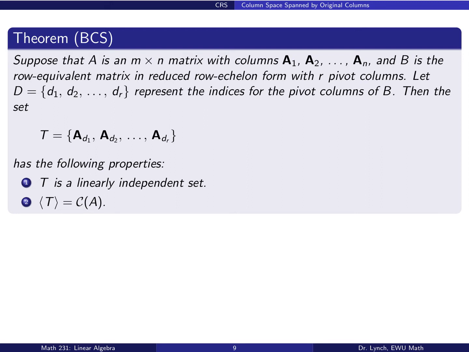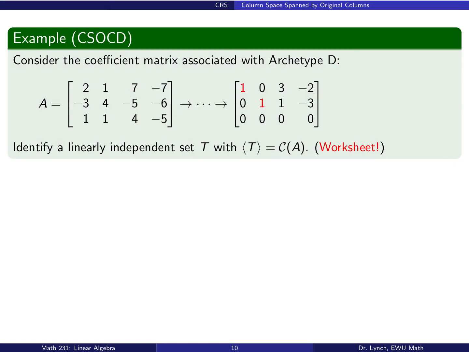If we go back to that set of vectors containing the columns of A and keep the ones corresponding to the pivot columns, then that set is linearly independent, and the span of that set is the column space of the matrix A. So again, this is sort of theorem BS applied specifically to the column space. I'll let you play with this example a little bit on a worksheet.